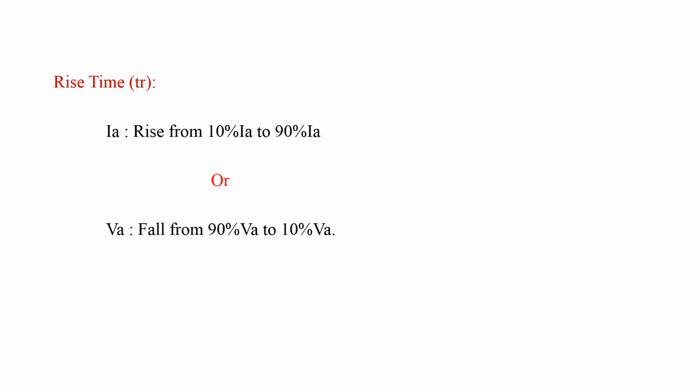Similarly, coming to rise time, the time taken by the anode current to increase from 10% of maximum anode current to 90% of the maximum anode current is rise time in terms of anode current. And in terms of anode voltage, the time taken by the anode voltage to decrease from 90% of VA to 10% of VA. That is rise time in terms of both anode current and anode voltage.